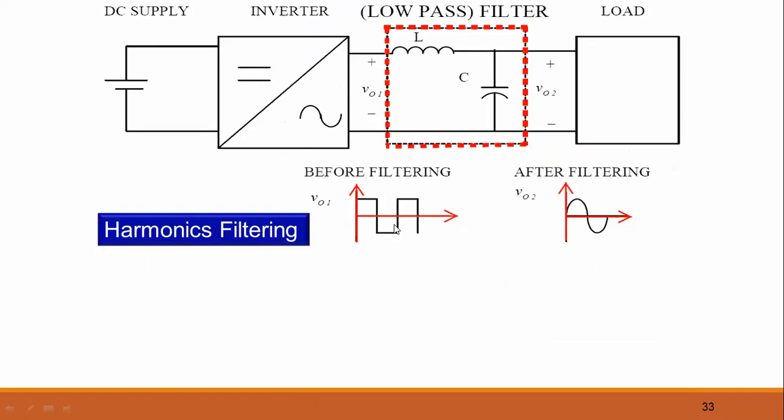This was the output before filtering, and when the low pass filter is used, it filters the ripples. So it will extract the first fundamental harmonic, and after filtering, we will get this type of output waveform shape. Now this is actually a pure sinusoidal waveform, and this is the requirement. So these are the steps required in order to filter the square waveform.